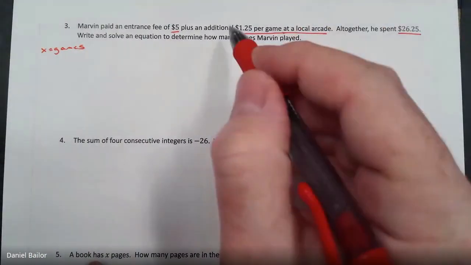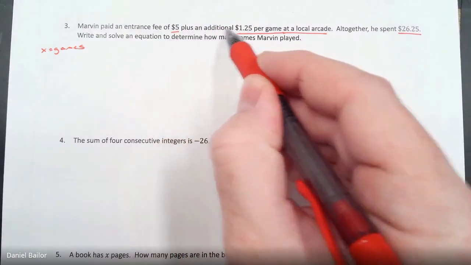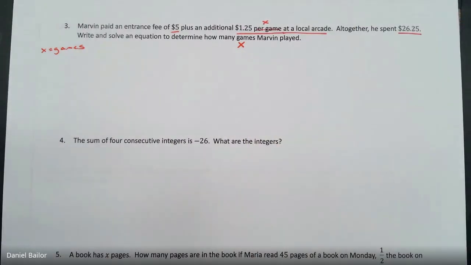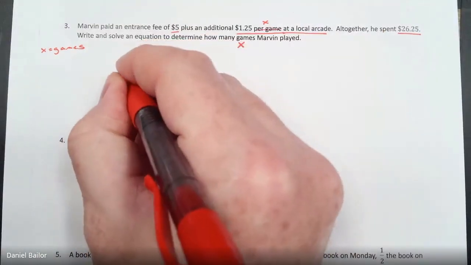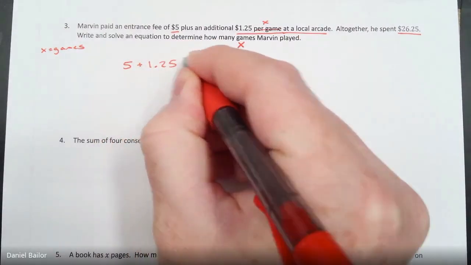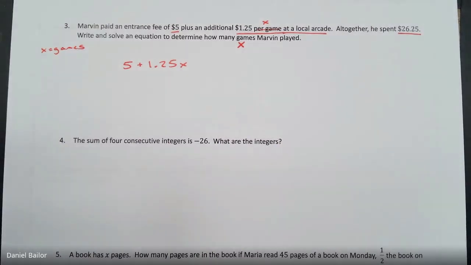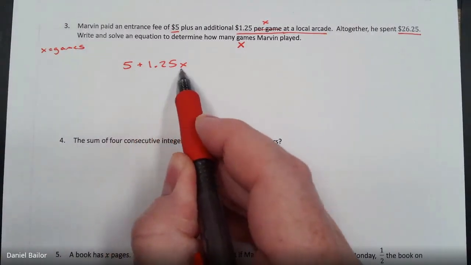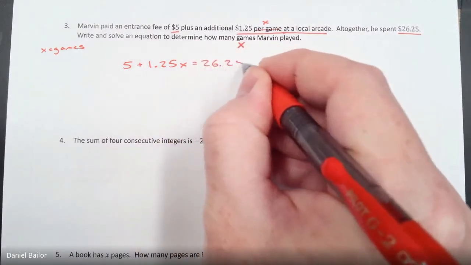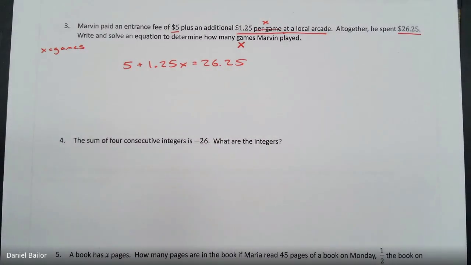So he paid an entrance fee of $5 plus an additional $1.25 per game. So $1.25 for every x. So that's $1.25x. When he walked in the door, he paid $5 plus he had to pay $1.25 for every game. So $1.25 times x for how many games he played. Entrance fee plus how much per game. And it also tells us that he spent $26.25 altogether. So that is our equation right there: 5 plus 1.25 times x equals 26.25.